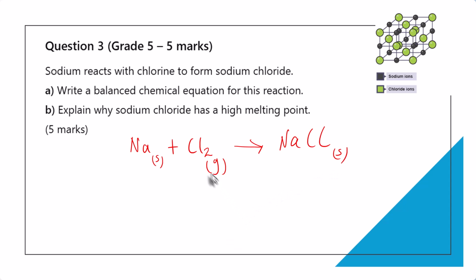Okay? So we need 2 atoms here. So I'm going to balance the equation. There's 2 chlorine, but there's only 1 here. So I'm going to put 2 here to make this one a 2. This sodium has now doubled, so I need to double this sodium as well. This is the balanced equation.